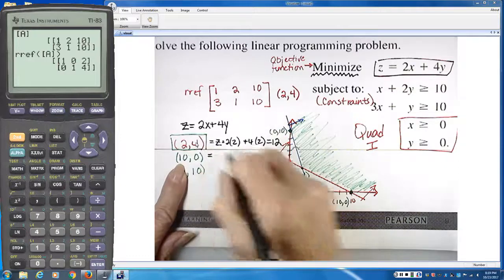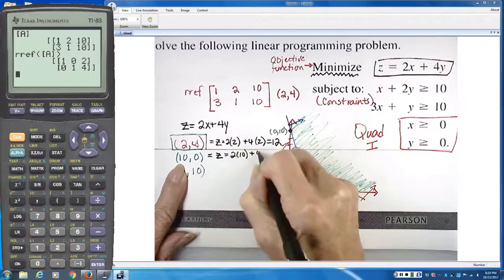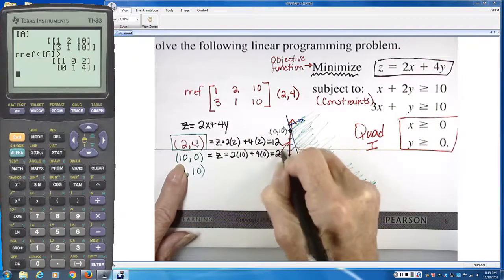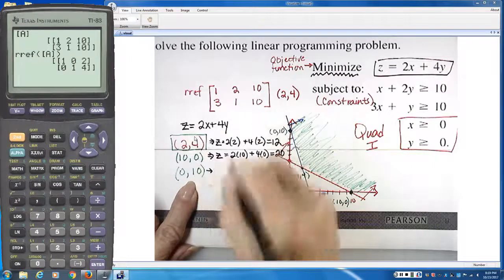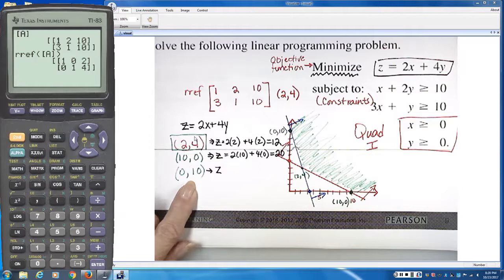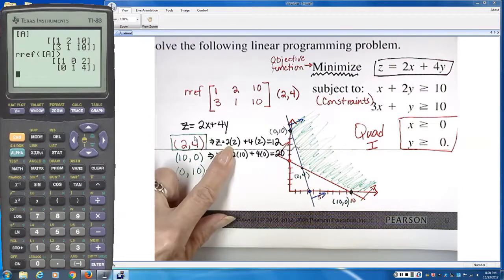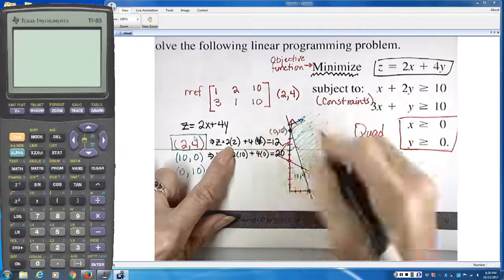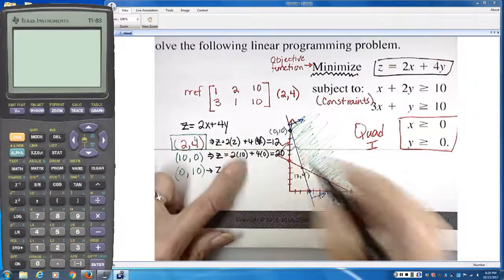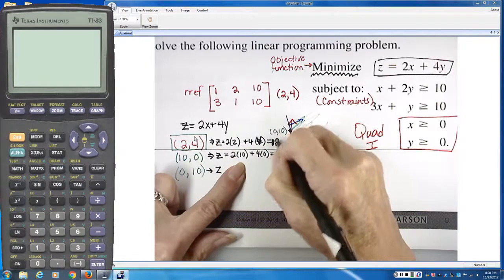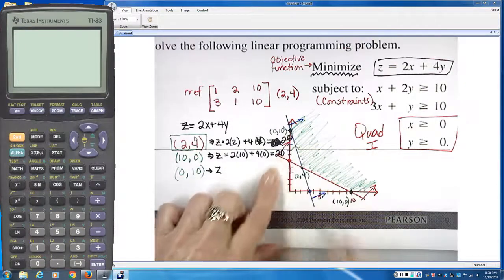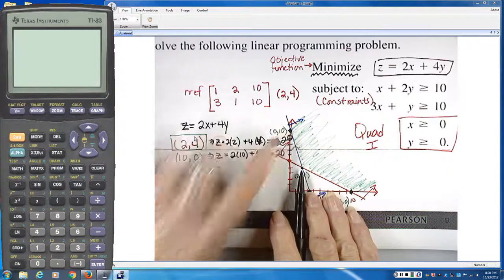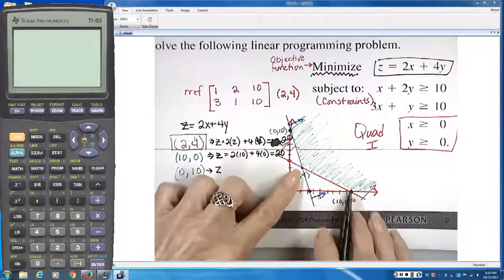For the point 10, 0, z is equal to 2 times 10 plus 4 times 0, which is 20. And then for 0, 10, you've got the first equation, you've got 2 times 2 plus 4 times 2, it should be 4 times 4. Thank you. So that would be 16 plus 4 is 20. So far I've got two 20s, which means that I get the same thing here as I do here. But then same thing here as here.